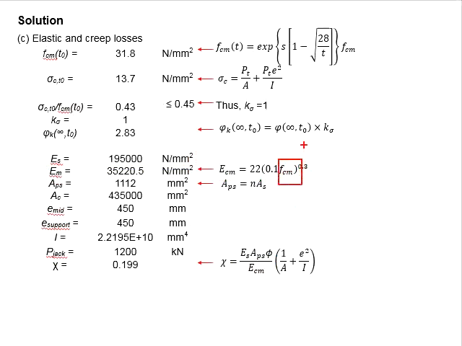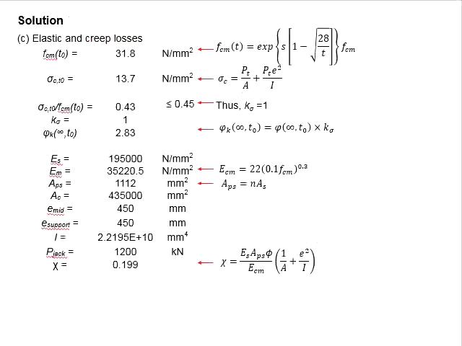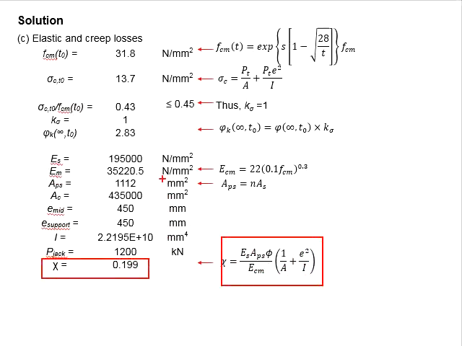fcm is fck plus 8. Substitute into the value, you will get this, and Aps will be n times the area of the tendon, and the geometrical properties of the sections are given. In the question, it is stated that the eccentricity will be the same throughout the sections, which is 450 mm. Therefore, the e here will equal 450. Substitute the values into the equations, you get chi equals 0.199.